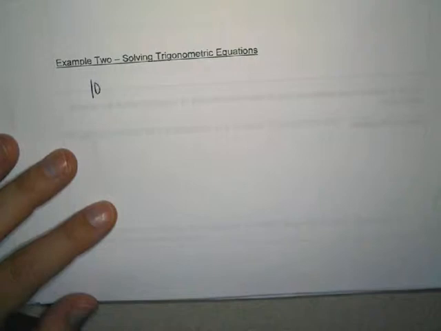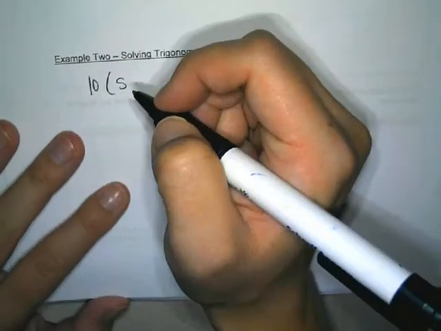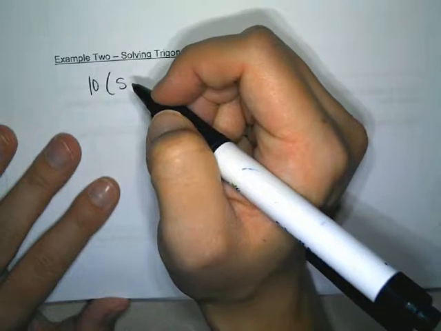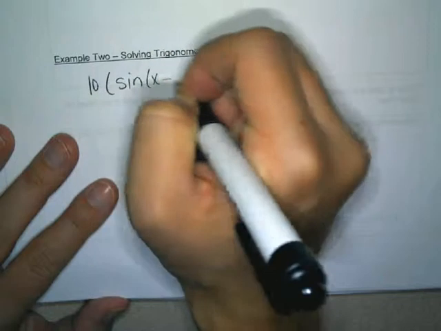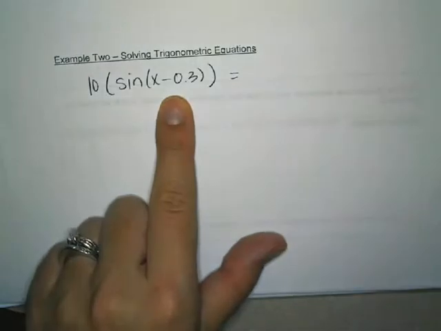a sine one first. So, 10 times sine x, and then an argument of sine is going to be x minus 0.3. And then we'll set that equal to negative 3. This is incredibly confusing.